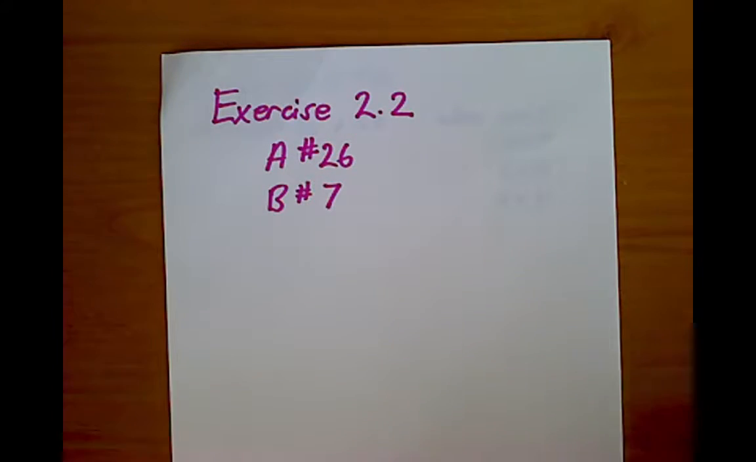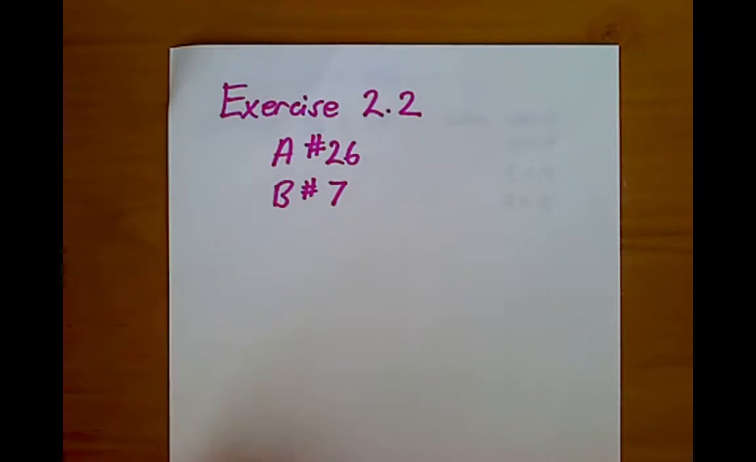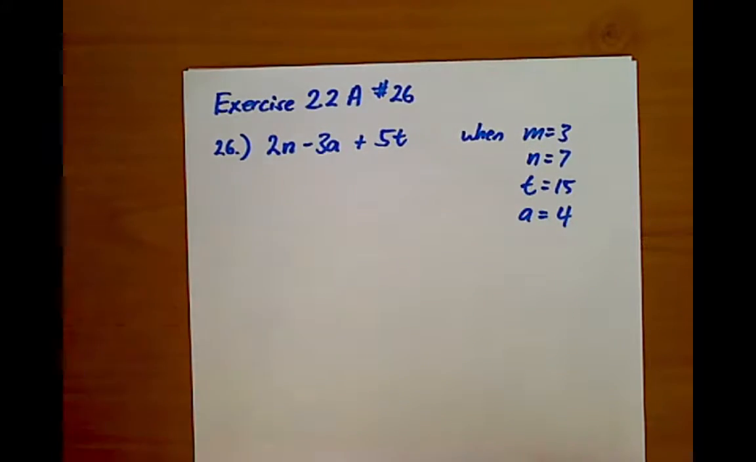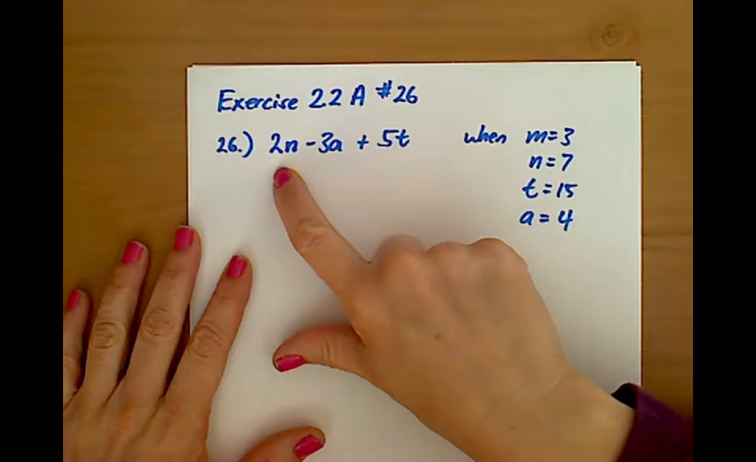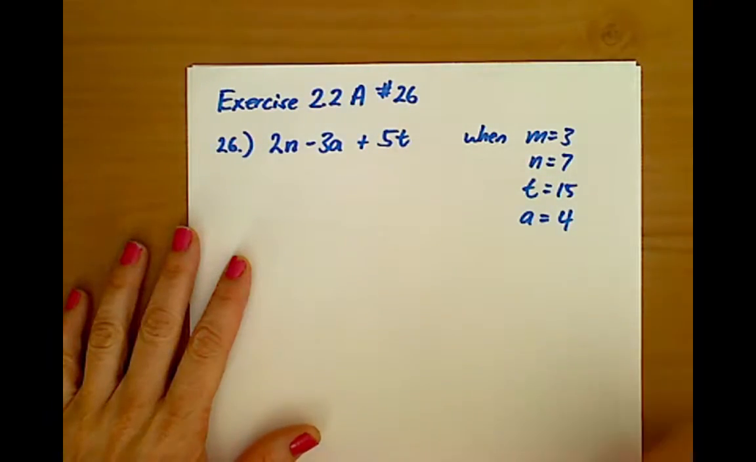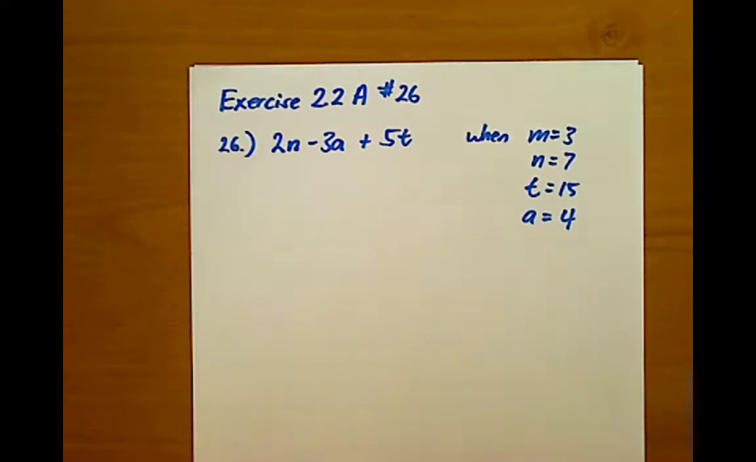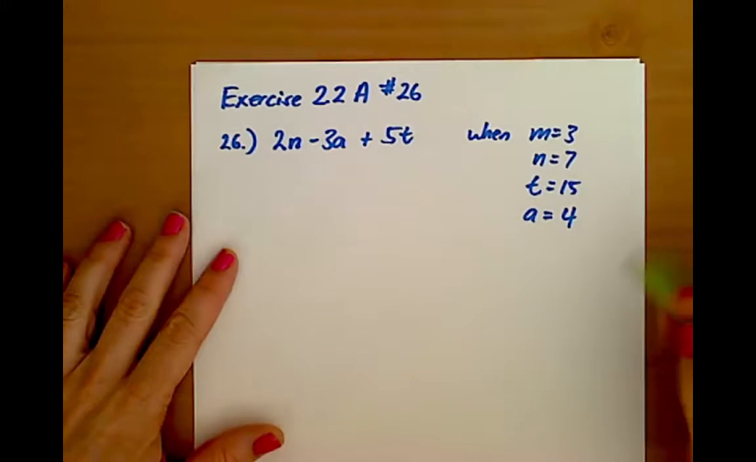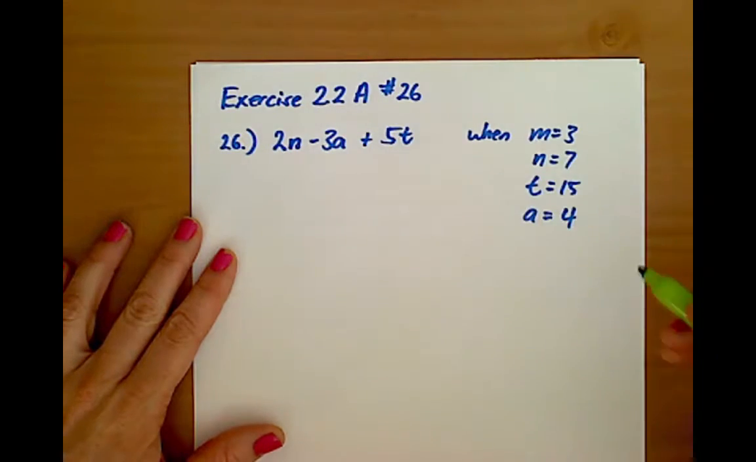Hi, in this video we're going to do exercise 2.2, A number 26 and B number 7. So here's 2.2, A number 26, and it has this formula: 2n minus 3a plus 5t. Up at the top it tells you that m is equal to 3, n is equal to 7, t is equal to 15, and a is equal to 4. So we need to take these numbers and put them in place of these variables, all right?